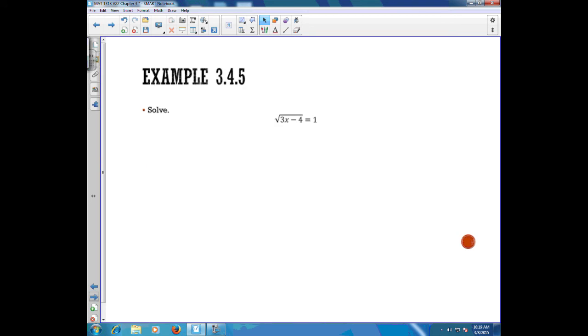We have the square root of 3x minus 4 equals 1. Well, here, the radical is already isolated on one side of the equation for us. And so now what we want to do is we just want to square both sides because it's a square root.